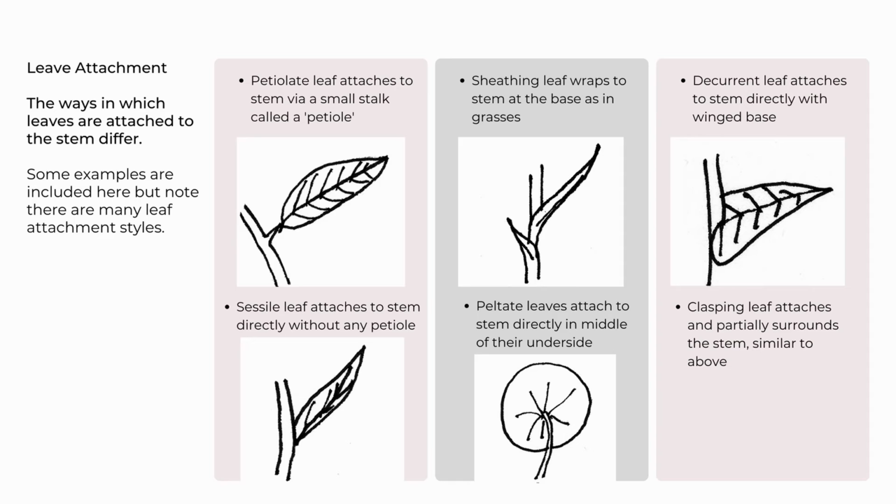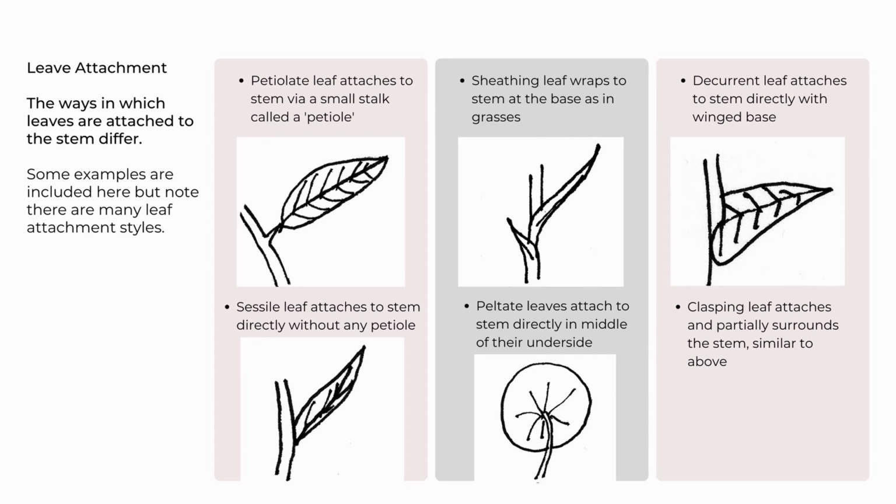Moving on to leaf attachment now. The attachment of a leaf is the way in which the leaf attaches to the stem. And as you can see, we have various types. Petiolate involves the small stalk called a petiole attaching leaf to stem. But if there's no petiole, it's known as sessile.